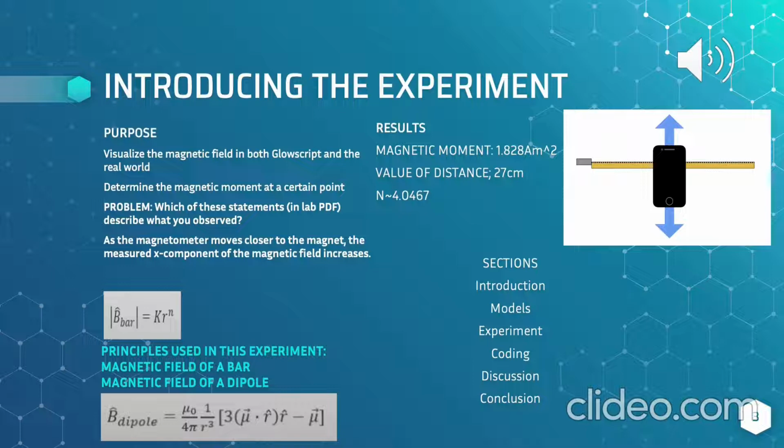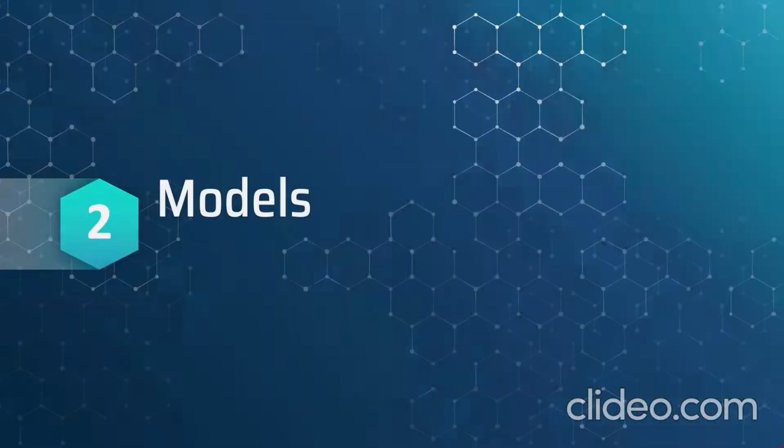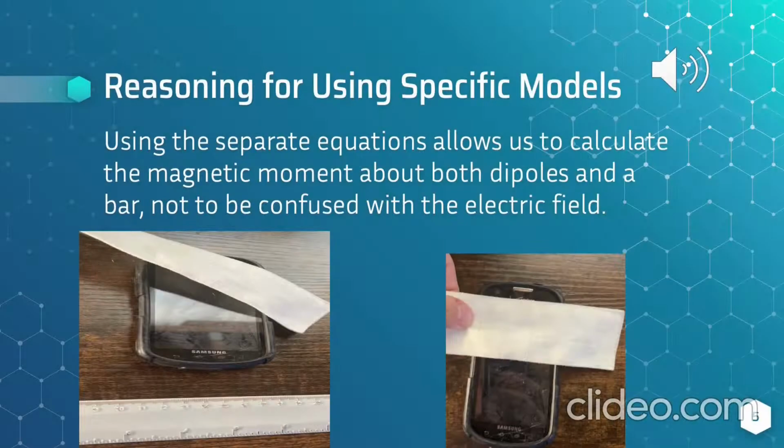The physics principles used in this experiment are the magnetic field equations for both a bar and a dipole. The bar is on top and the dipole is on the bottom. A quick review of the results shows that the average magnetic moment was roughly 1.828 A·m², the average distance was 27 centimeters, and the value of n was found to be roughly 4.0467. Using the separate equations allows us to calculate the magnetic moment for both dipoles and a bar, not to be confused with the electric field. And below you can see images of the setup for each of them.